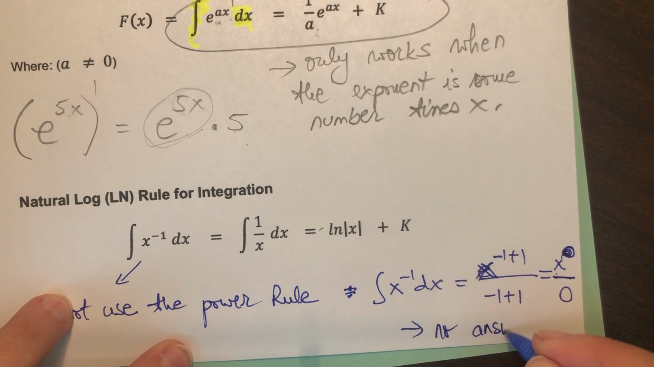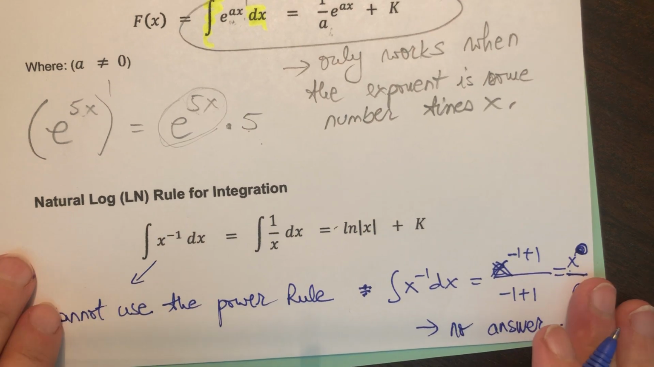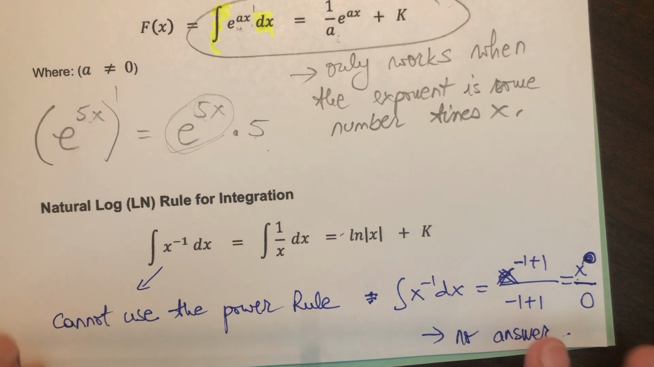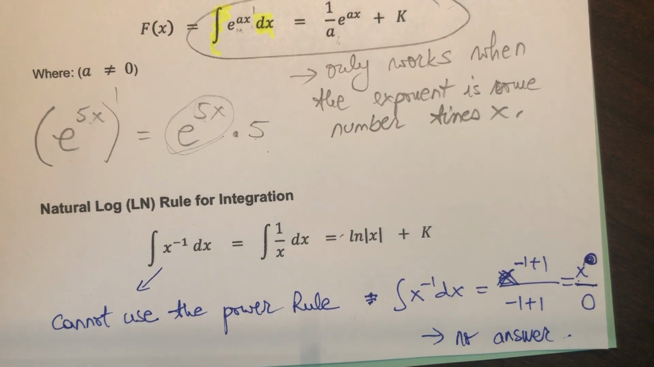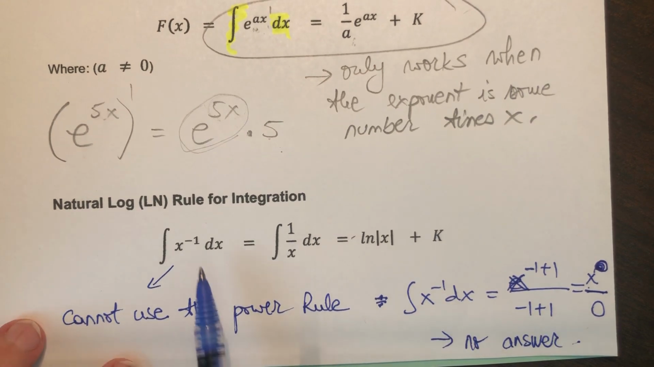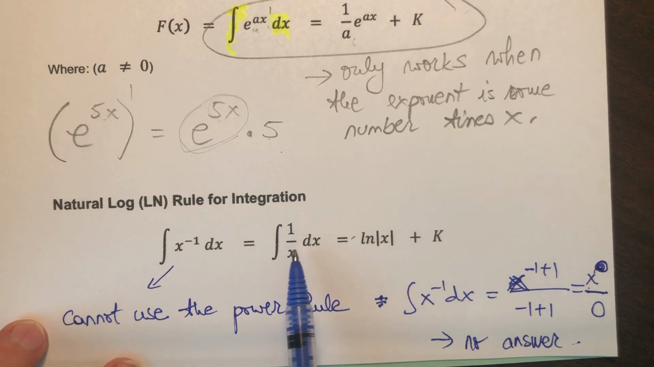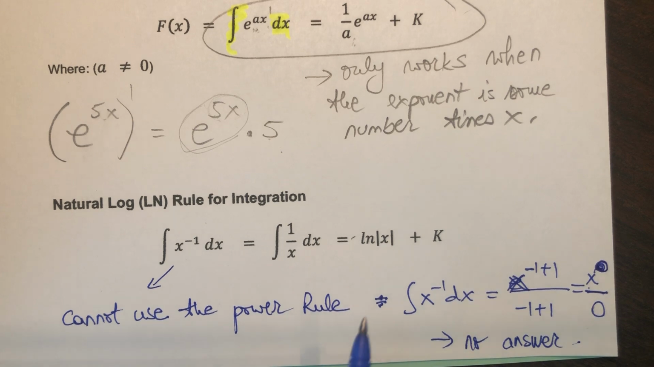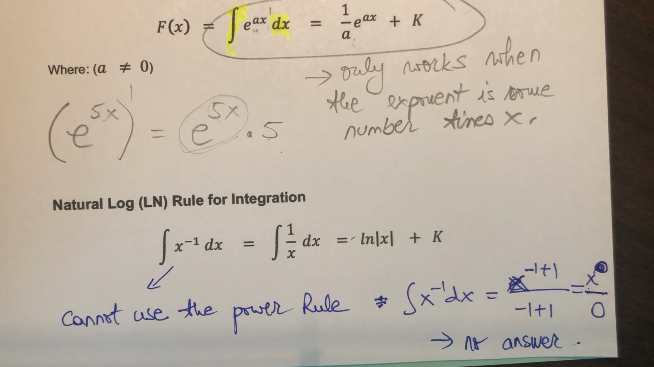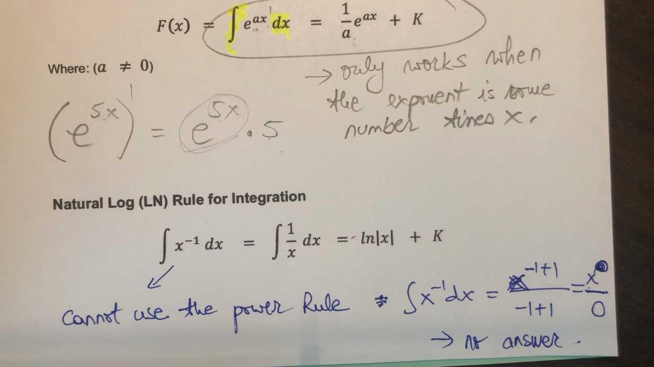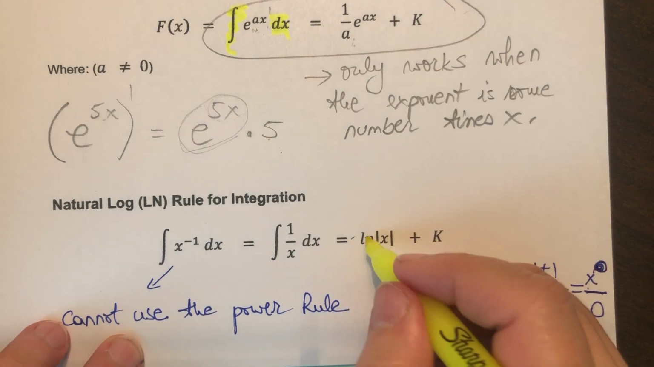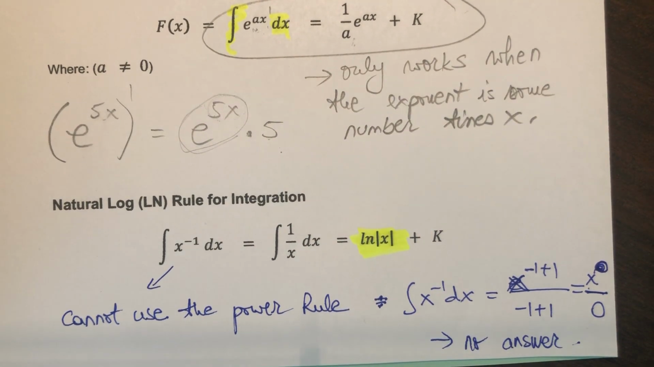So there's no answer for that. So when we see an x to the -1, we need to think, wait a minute, what does an x to the -1 also look like? It looks like a 1 over x. Where have I seen a function whose derivative was 1 over x? Well, the derivative of the natural log function is 1 over x, okay?